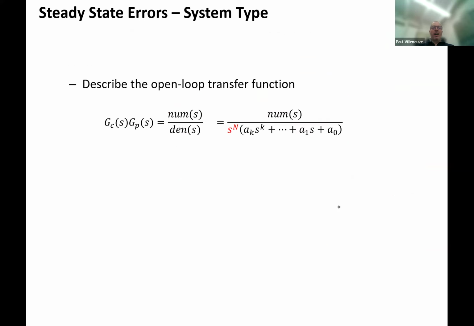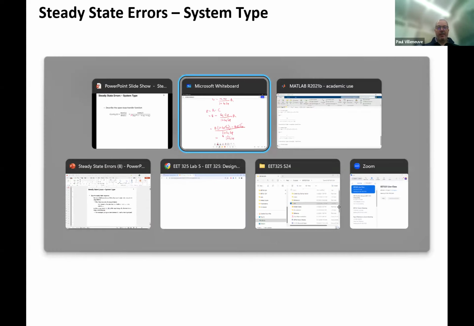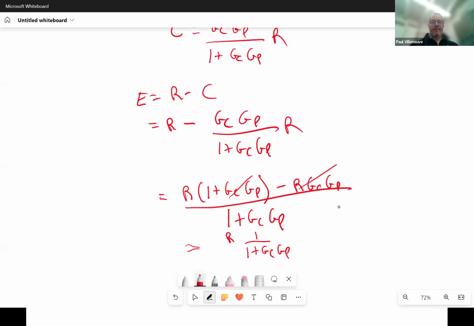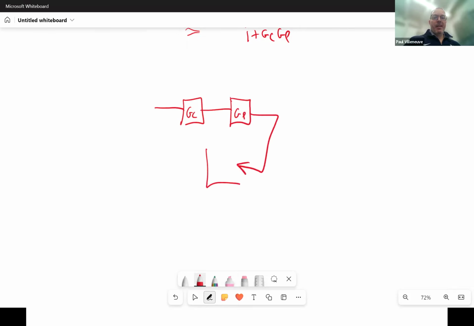And now I'm going to describe a brand new term. This brand new term is called my open loop transfer function, which I guess I'll draw over here because that's pretty messy. And I talked about this already before. GC, GP. I'll put a feedback block in here, but we can make this H equals 1.